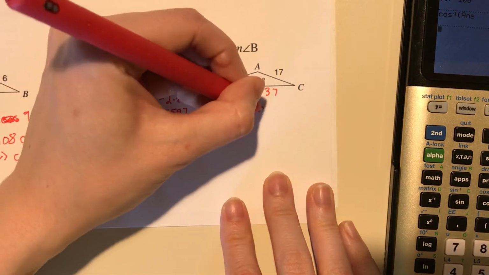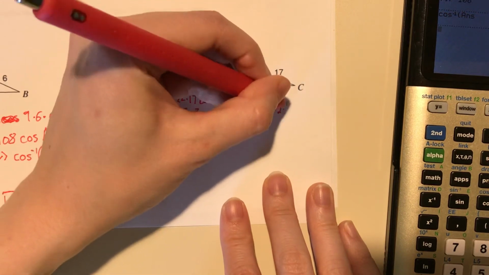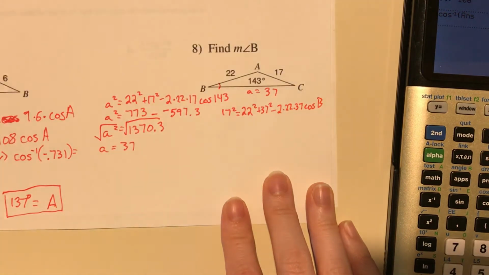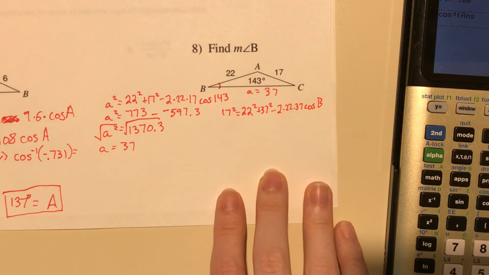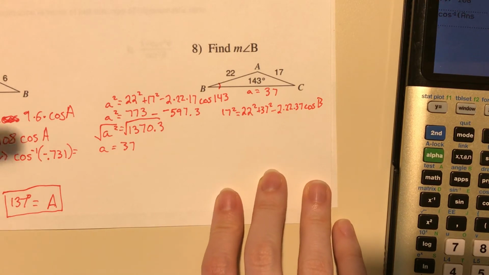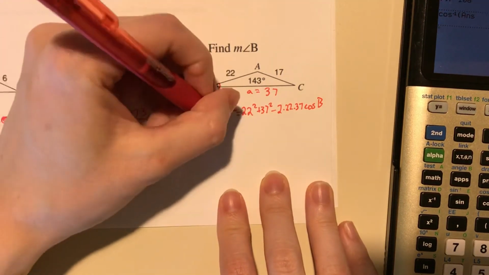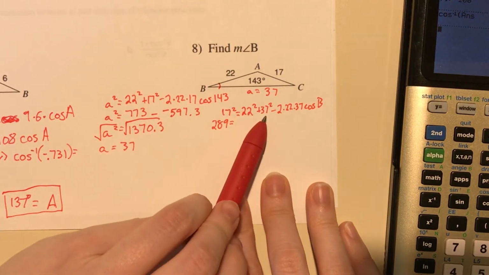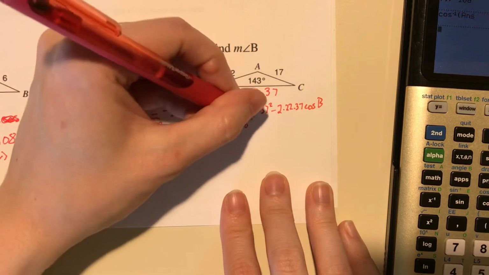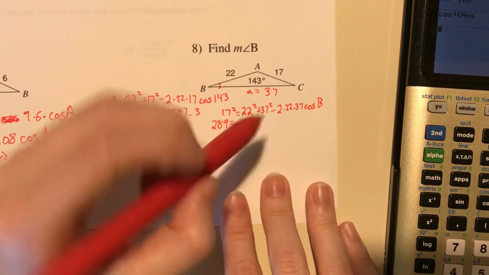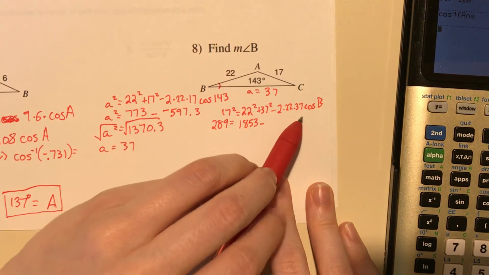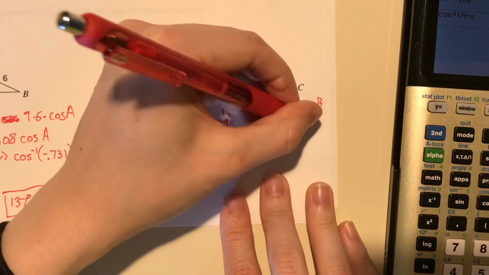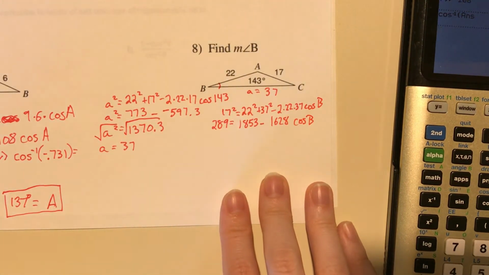22 squared plus 37 squared minus 2 times 22 times 37 times the cosine of b, the angle that we're looking for. All right, now it just goes like the same as the last example that we saw there. So 17 squared is 289 is equal to 22 squared plus 37 squared together is 1,853 minus 2 times 22 times 37 is 1,628 cosine of b.